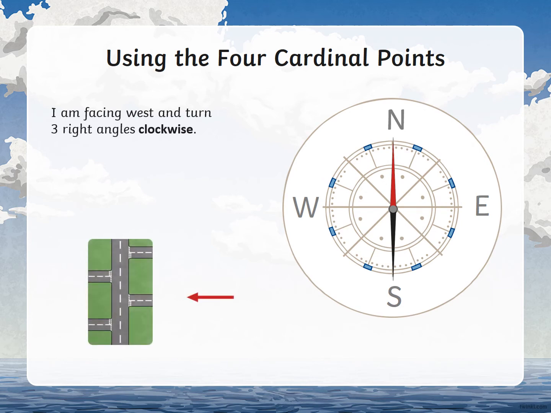Let's do one more. I'm facing west and turn 3 right angles clockwise. So it's clockwise, so we're moving to our right. So if you can stand up, that would be great. Face west and turn 1 right angle, 2 right angles, 3 right angles. Let's see, watch the arrow. Where do you end up? Which direction are you facing? Well, hopefully you should be facing south.